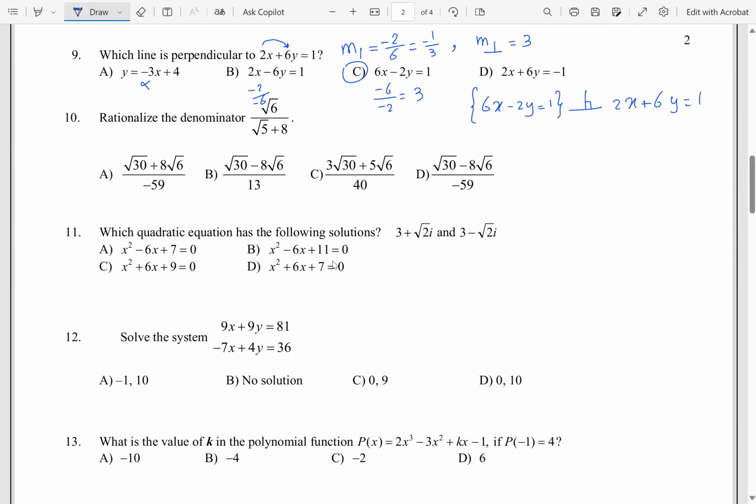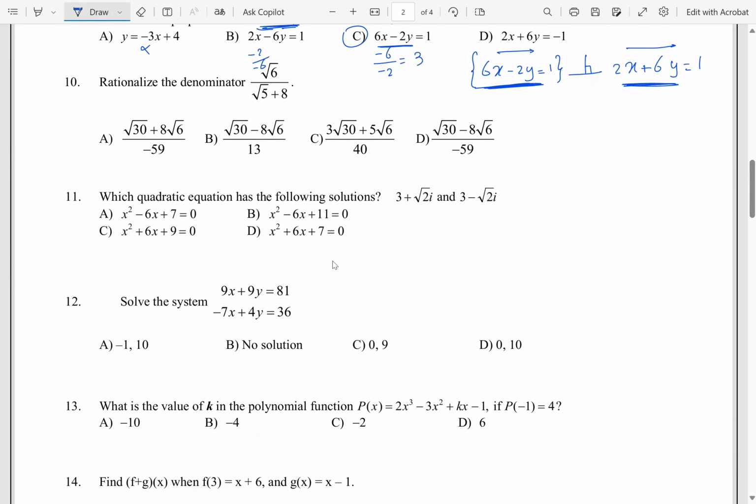Simply, if you want to do it quickly without solving anything, look at the coefficients of x and y. You have 2 and 6. Pick the one with coefficients 6 and -2. Look, 2 and 6 here, and simply 6 and -2 here in the same order. Same order means x and y equal a number.